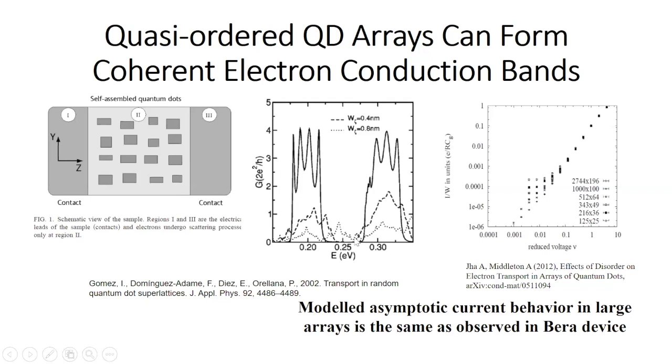These conductivity curves of tunneling behavior are sometimes called electron minibands, and they show that the electrical behavior of ferritin in arrays is like arrays of quantum dots due to the electron wave function. The graph on the right shows calculated current-voltage responses for much larger quasi-ordered arrays of different sizes, from 125 by 25 up to 2744 by 196, and these are similarly logarithmic above a threshold voltage. These studies demonstrate that quantum dot arrays behave differently than individual quantum dots due to the electron wave function.